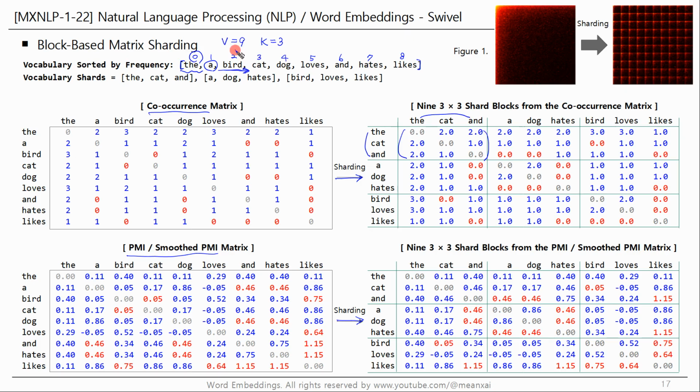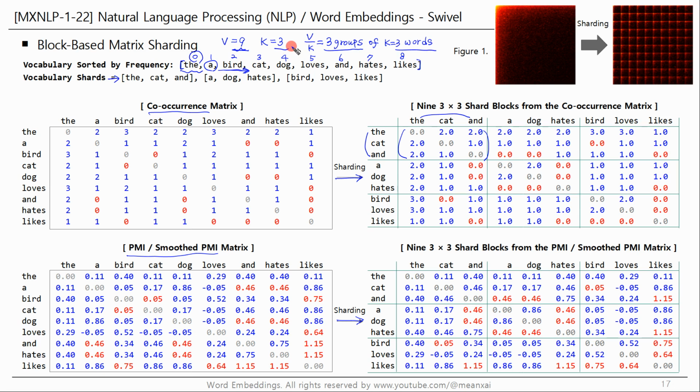Since our vocabulary contains 9 words in total, we need to split those 9 words into 3 groups of 3 words. So we'll divide the vocabulary into 3 groups as follows. In this example, we chose V and K so that V is evenly divisible by K.